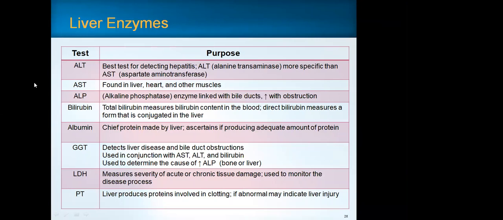LDH measures severe acute and chronic tissue damage. PT explains how the liver produces proteins involved in clotting factors. And albumin is the protein made by the liver. So this chart will explain each enzyme and how it works.